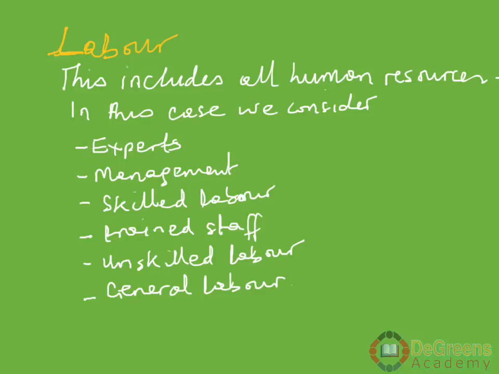Now, if we look at labor, we're talking about all human resources. In this case, we consider from experts, from the management to experts that he can hire, to skilled labor, trained staff, unskilled labor, the general labor, or whatever. So these are all human resources that contribute towards the production process. So if they are not there and land is there, forget it, nothing will take place.